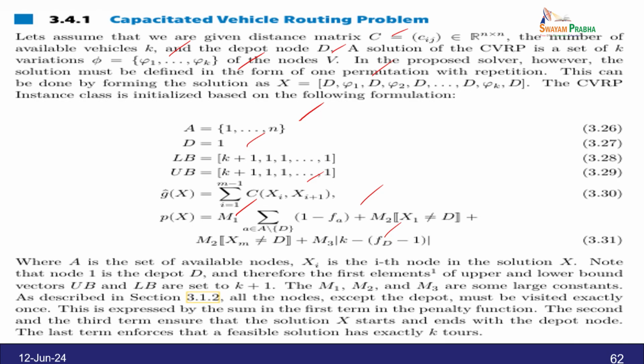A is a set of available nodes, x suffix i is the ith node in the solution x, and node 1 is the depot. Therefore, the first elements of the upper and lower bounds are k plus 1. The m1, m2 and m3 are some large constants as described in 3.12. All the nodes except the depot must be visited exactly once. This is expressed by the sum in the first term in the penalty function. The second and third terms ensure that the solution x starts and ends with the depot node. The last term enforces the feasible solution to have exactly k depot visits.